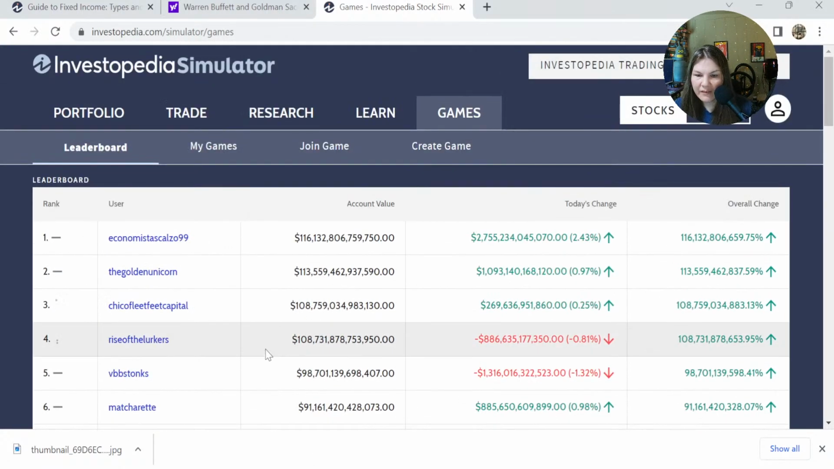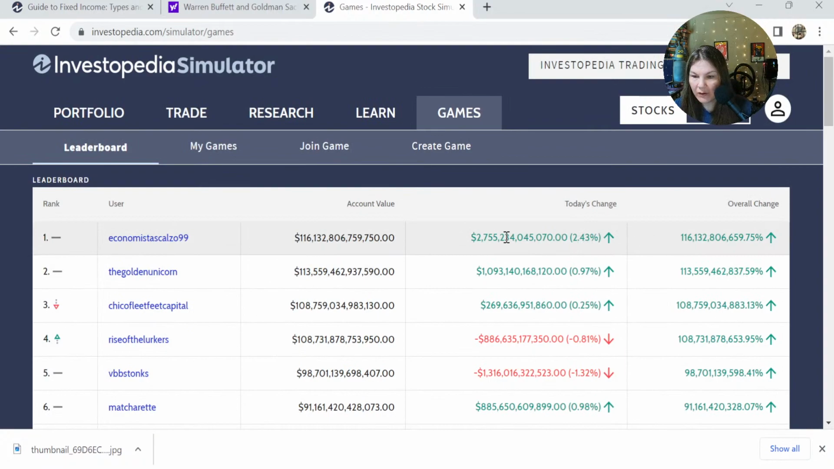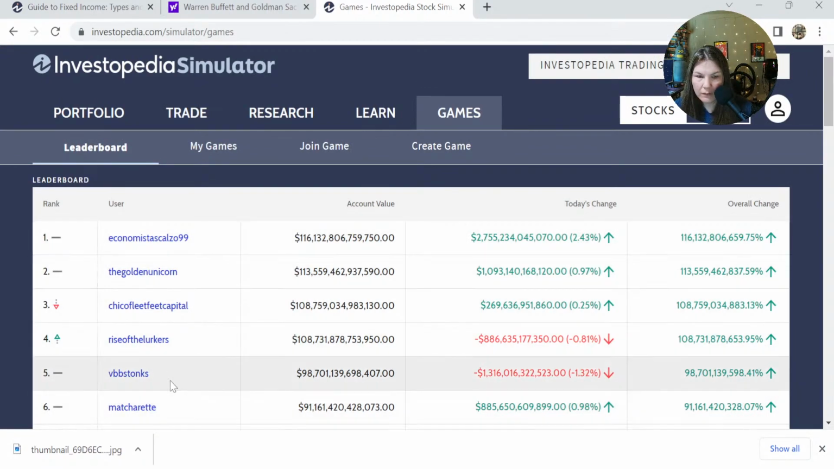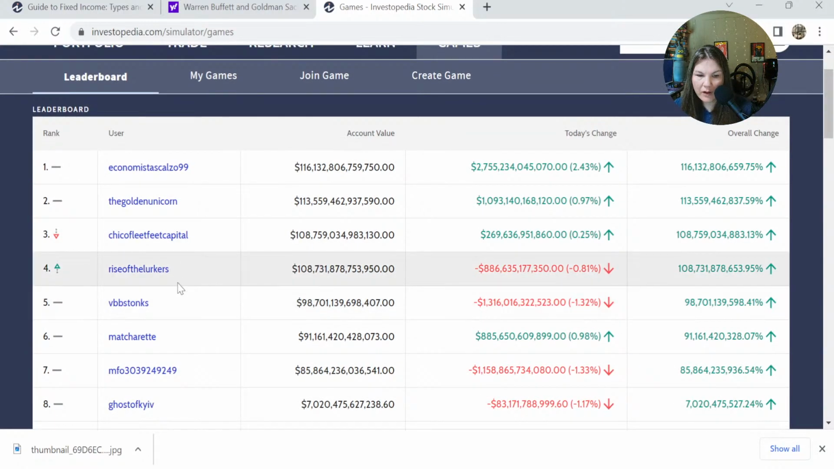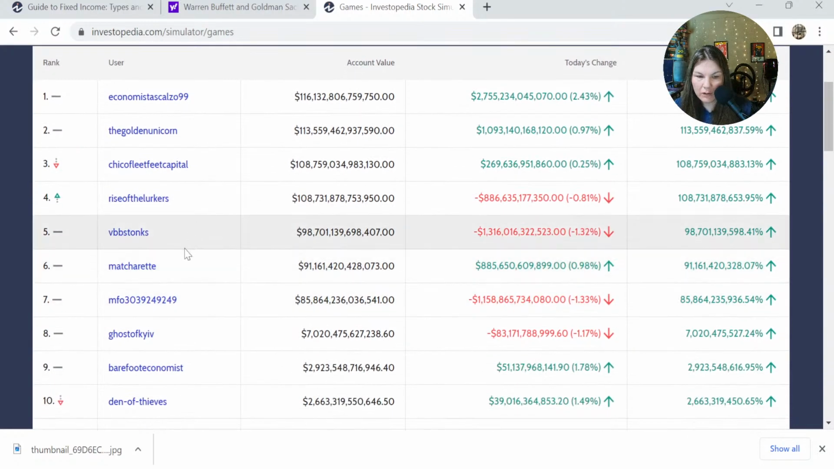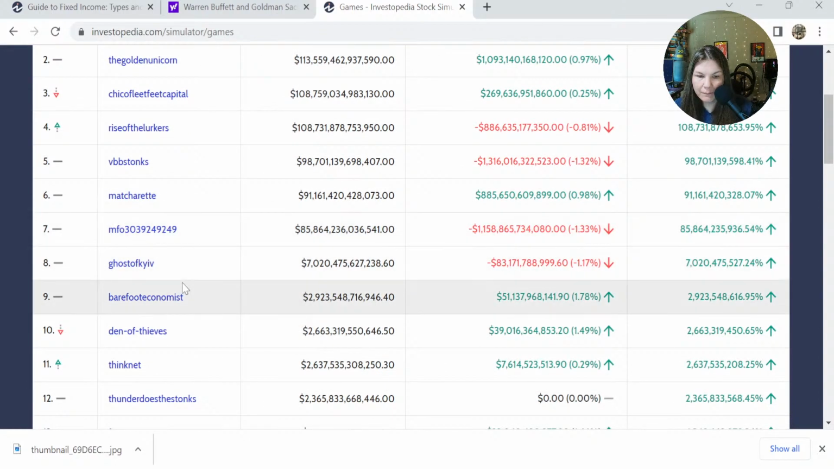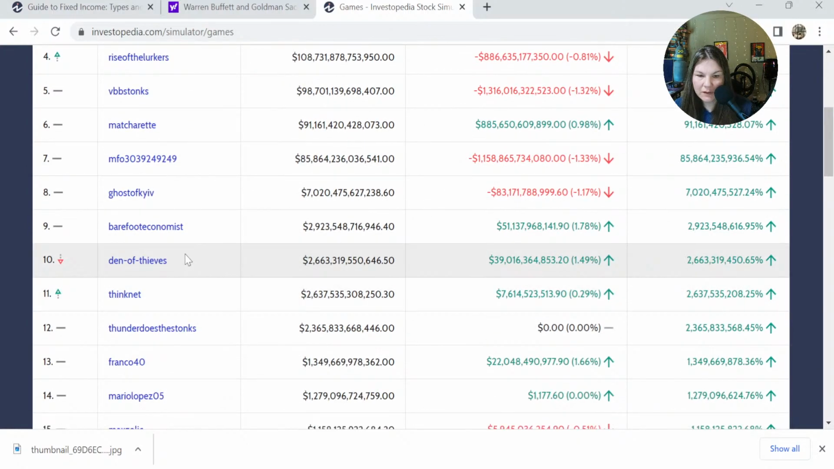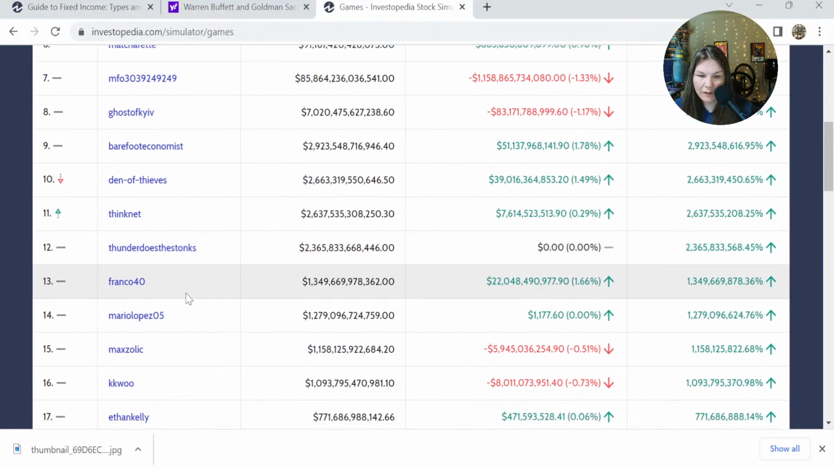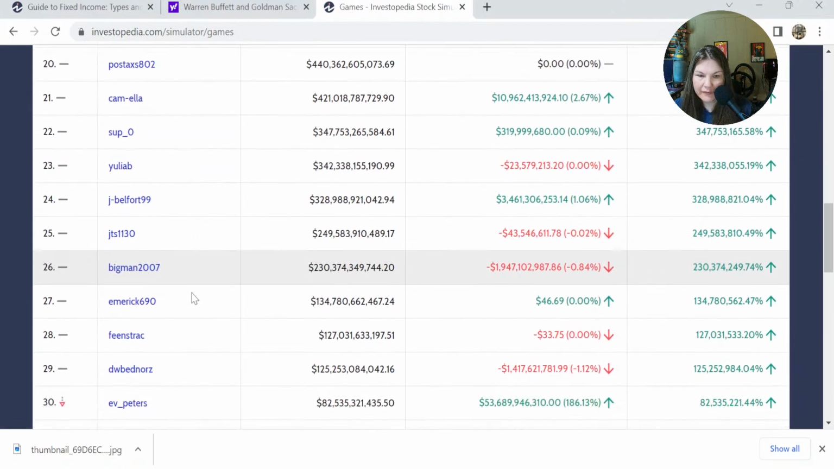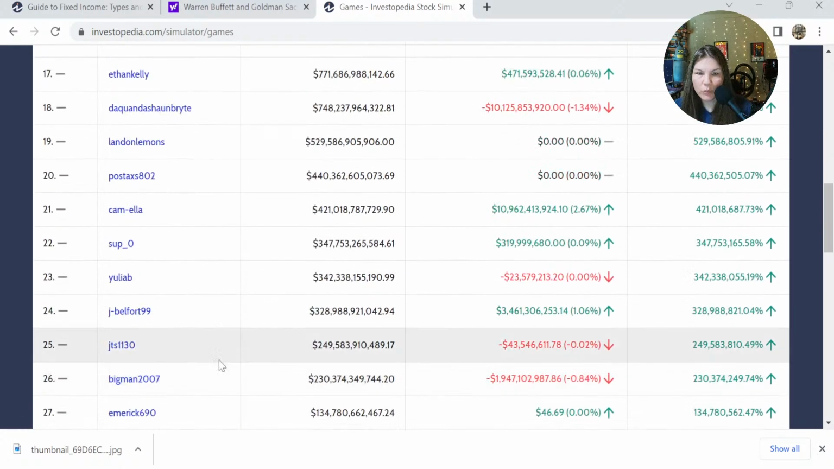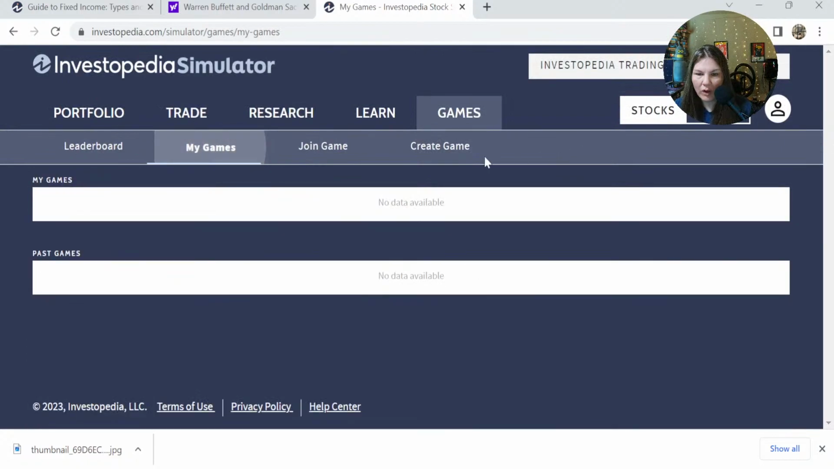We got it. These are people on here that are making all the money. Look at all this money. The Golden Unicorns, number 2. Chico, Fleet Feet Capital. Rise of the Lurkers. VB Stonks. Maturetti. Ghost of Kiev. MFO. Barefoot Economist. Den of Thieves. ThinkNet. Look at all of them. Pretty cool. So you guys can compete too. We can get on there. You can try to get number 1.